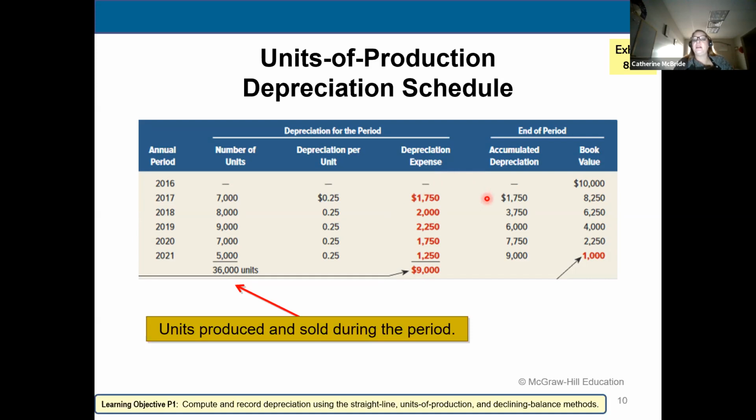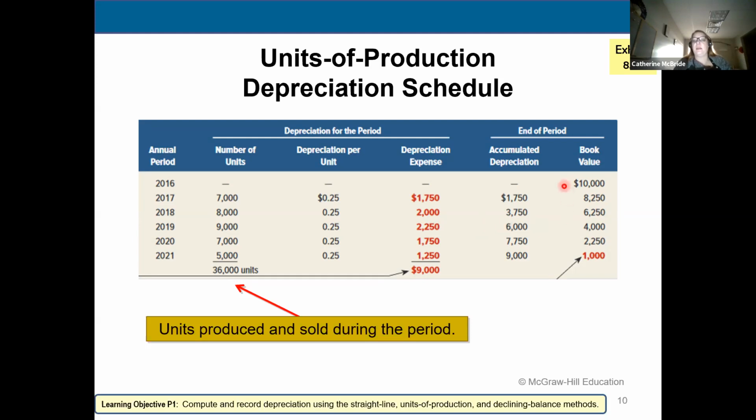The accumulated depreciation and book value work the same. For the first year, we have 1,750. For the second year, this 3,750 is this 2,000 for year two plus the 1,750. That's how we get the 3,750. The 6,000 is the 1,750 plus the 2,000 plus the 2,250 gives us the 6,000.